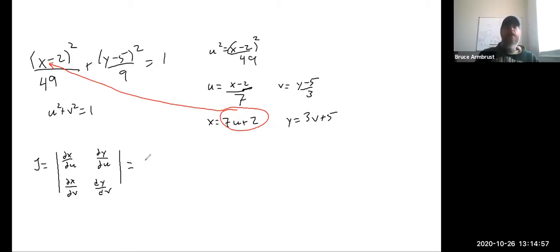Okay, so let's put these in. So dx du, well, dx du is 7. dy du is 0. There are no u's in that. dx dv also 0. dy dv is 3. So the determinant of this is 21.